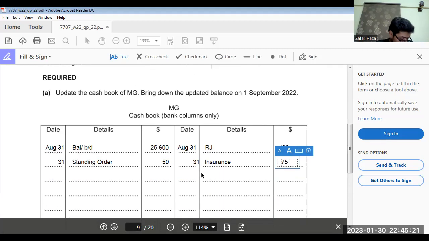No, sorry, insurance is 110. 110. Okay, and on 31st we have bank charges 70. Bank charges separately. Okay. Now the new balance.